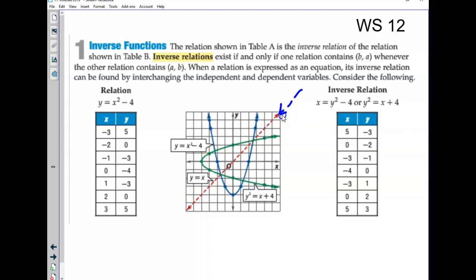So if I folded the paper along that red dotted line, this green parabola would match up with the blue parabola. Now, one of those is a function, the blue one is, but the green one is not because it fails the vertical line test. So for that reason, these are called inverse relations, not functions, because the inverse was not a function.